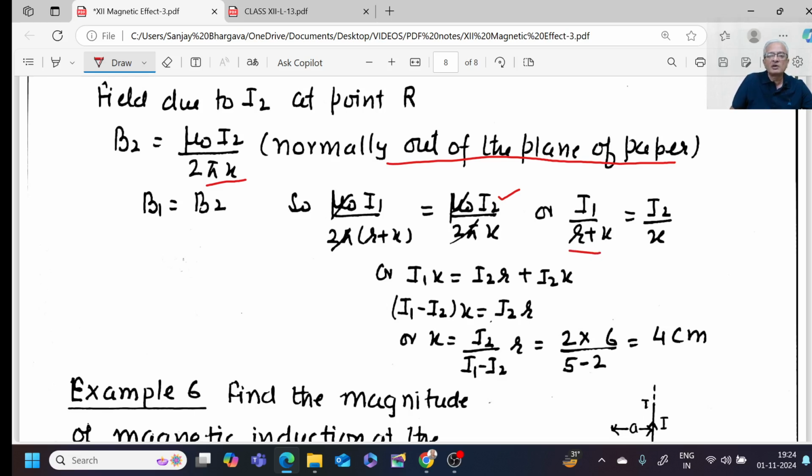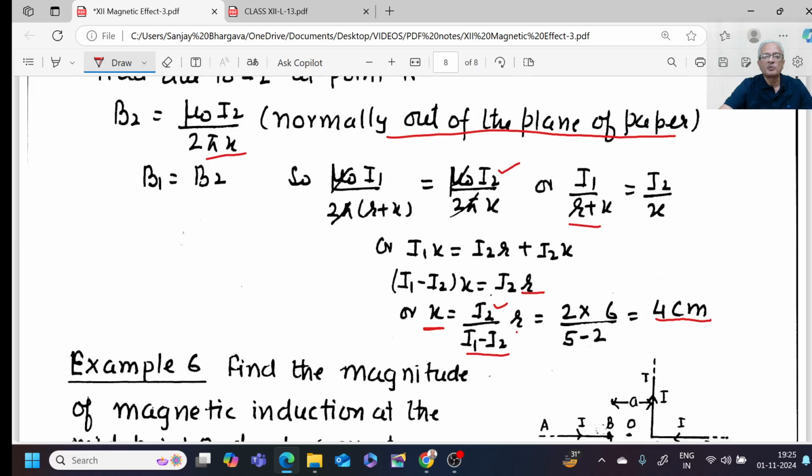So I1x is equal to I2R plus I2x by cross multiplication. (I1 minus I2) into x must be equal to I2 times R. So I can calculate x, it must be equal to I2 upon (I1 minus I2) into R. Substituting I1, I2 and R, we get x as 4 centimeter. So the point lies at a distance of 4 centimeter from the point Q.